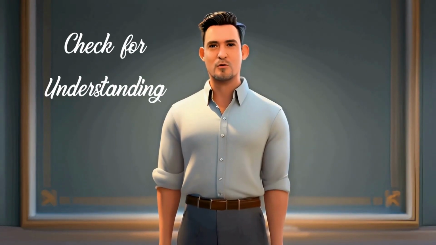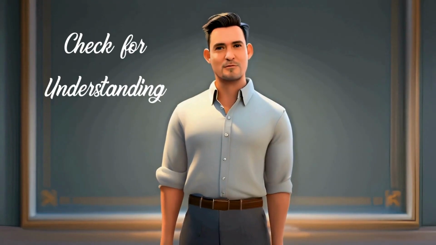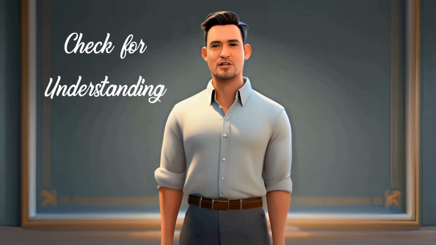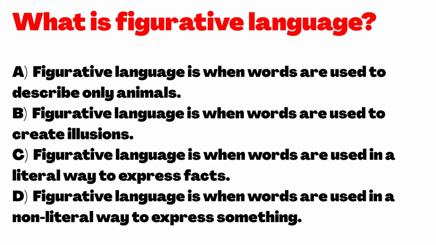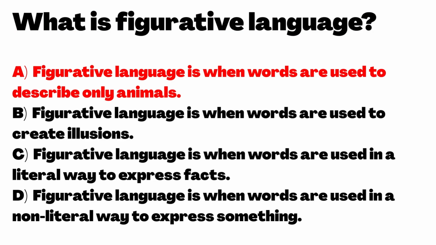Let's check for understanding. Carefully read the following questions, pause the video, determine the best answer for each, and then restart the video to check your answer. What is figurative language? Figurative language is when words are used to describe only animals. Figurative language is when words are used to create illusions. Figurative language is when words are used in a literal way to express facts. Figurative language is when words are used in a non-literal way to express something.